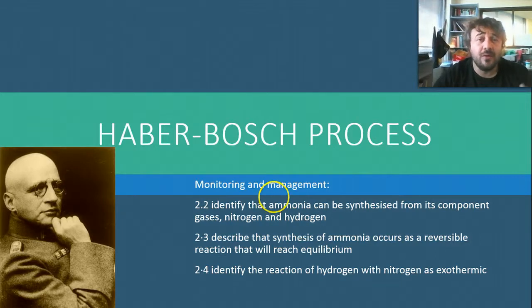Alright, nerds. So we're going to look at the Haber-Bosch process today. And essentially, this is where we get most of our industrially used ammonia.